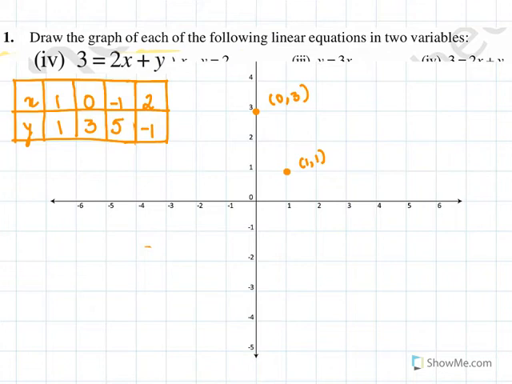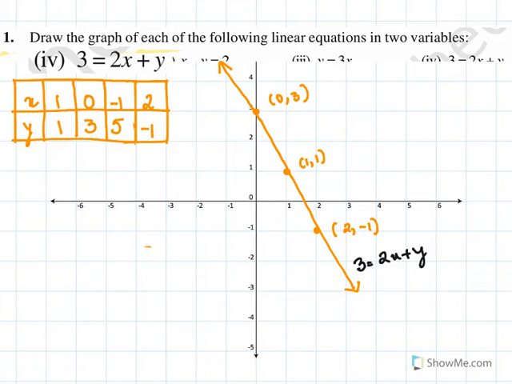So I'll take the next one, 2, minus 1. x is 2 and y is minus 1. So it is going to be somewhere here. I will join these points. So that will be 2, minus 1. So here's the graph of 3 equal to 2x plus y.